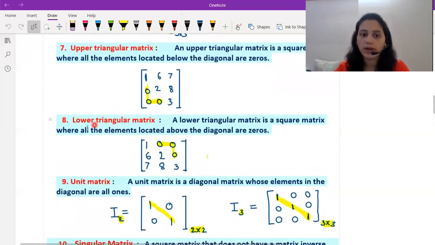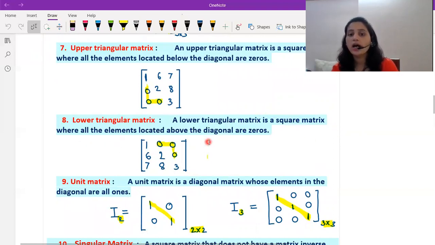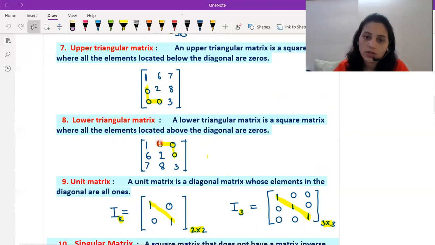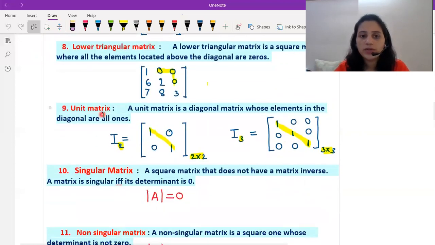And for the lower triangular matrix, a lower triangular matrix is a square matrix where all the elements located above the diagonal are zeros. Here you can see 1, 2, 3 are our diagonal elements, and the upper triangle elements are all 0. Now the unit matrix, the name itself suggests the meaning. A unit matrix is a diagonal matrix whose elements in the diagonal are all 1.